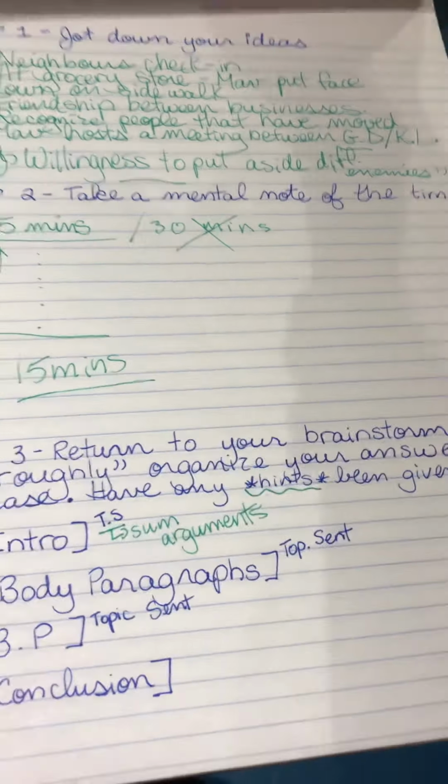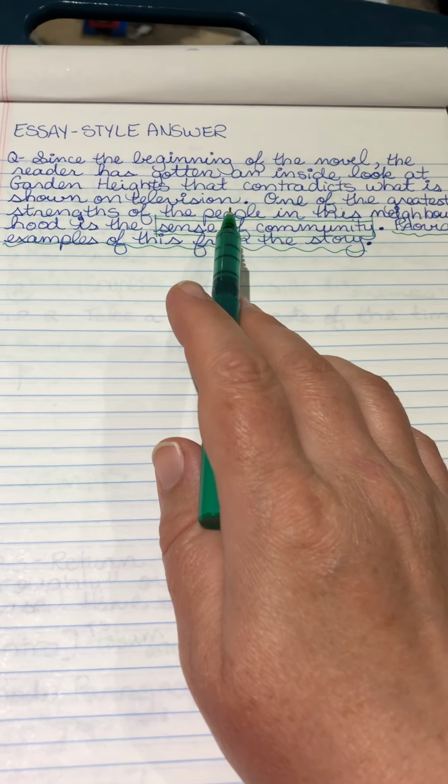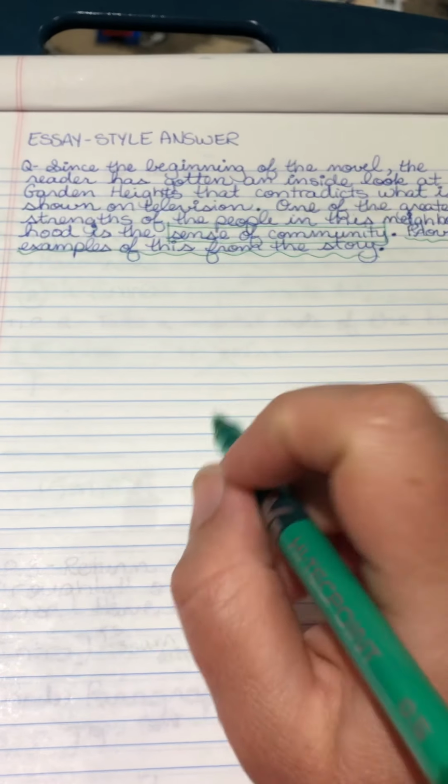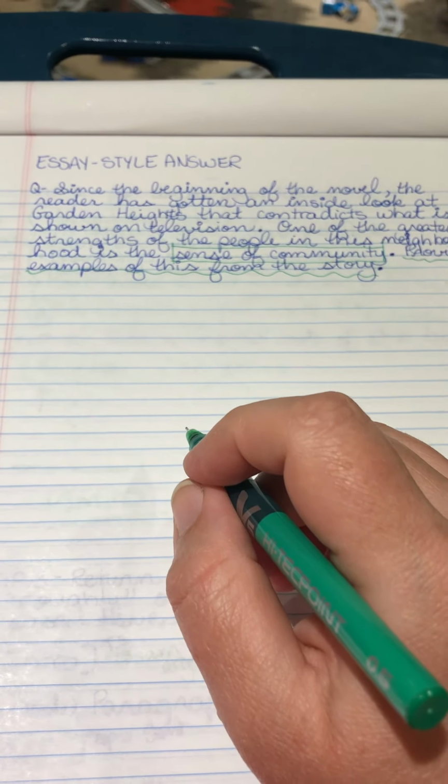Since the beginning of the novel, the reader has gotten an inside look at Garden Heights that contradicts what is shown on television. Why would the question say that? That contradicts what is shown on television? It's because they're giving you a snack. They're giving you a treat. They're giving you one introductory sentence that says, hey, this might be something really good to include where? In your introduction. If I'm writing out this answer, I'm going to take that hint and I'm going to run with it, okay? And I'm going to write it just really quickly.